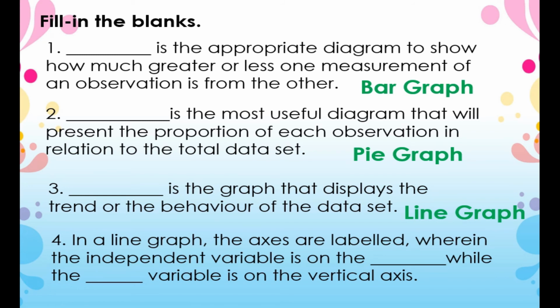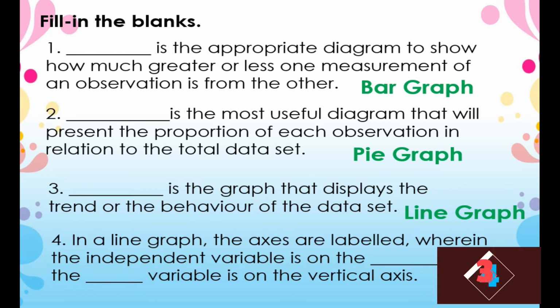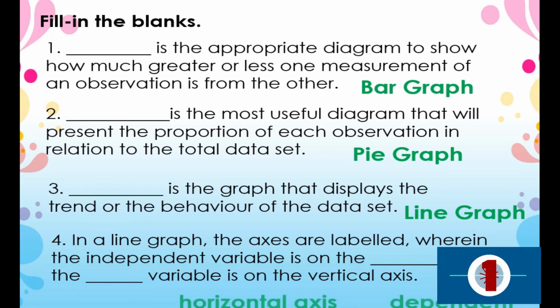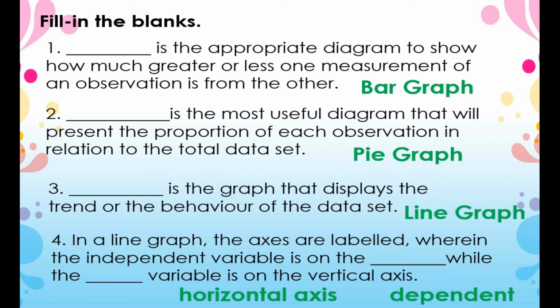Number 4. In a line graph, the axes are labeled wherein the independent variable is on the blank while the blank variable is on the vertical axis. The correct answer is independent variable is on the horizontal axis while the dependent variable is on the vertical axis.